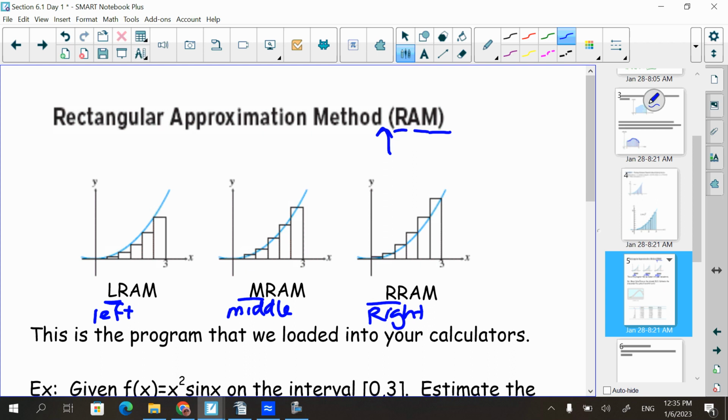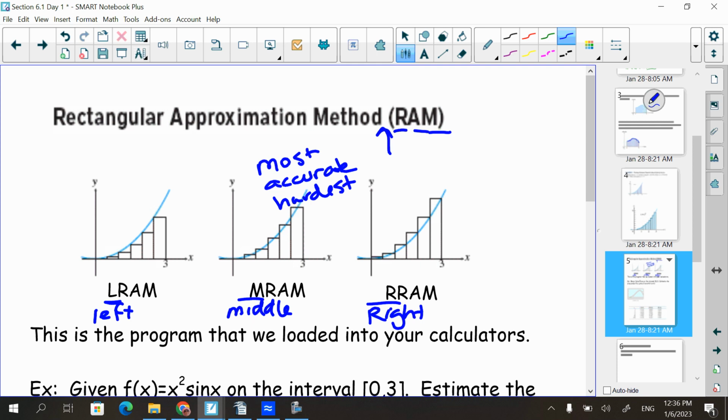L means the left corner of the rectangles are going to be touching the blue graph. See how the left corner of each of those is touching the blue graph? Whereas over here, the R is the right corner is going to be touching the graph. M is middle. The middle of the rectangle is going to be touching the graph. The mid RAM, the M RAM, this is the most accurate, but usually the hardest, mathematically to solve. So as this chapter goes on, we'll even talk about finding L RAM and R RAM and adding them together and dividing by two, you know, finding an average.